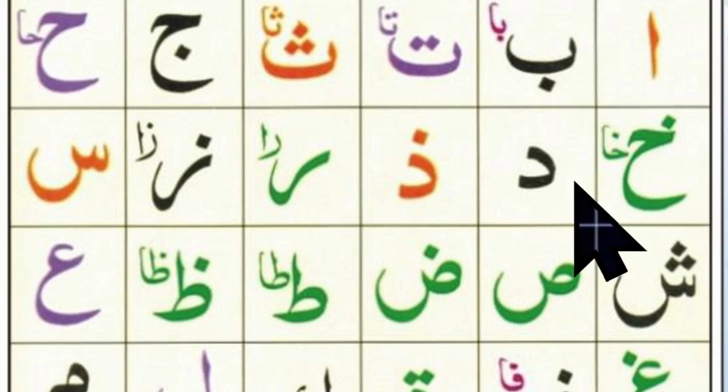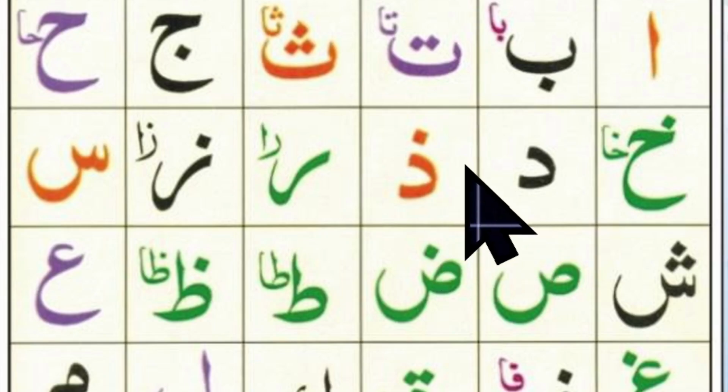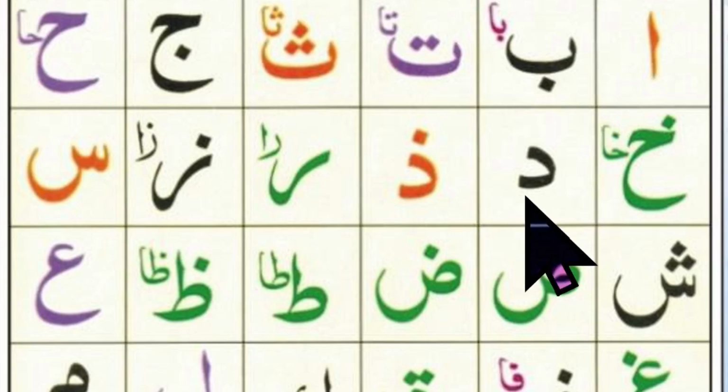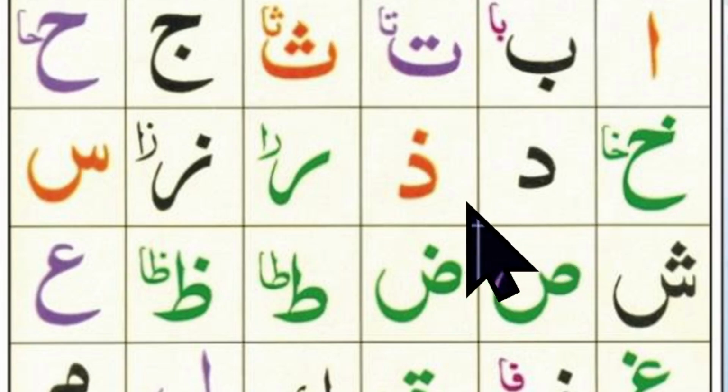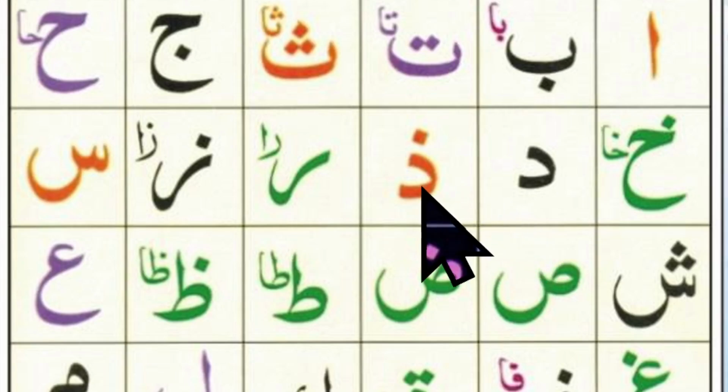And now after that come the twins, like pairs of two letters. Both shapes are the same, but the difference is in the dots, as I mentioned before. The first one will be without a dot, and the second one will have a dot on the top, sometimes 1, sometimes 2, sometimes 3. So Dal without a dot is called Dal, Dal, Dal. And the next one is called Dhal, Dhal, Dhal.